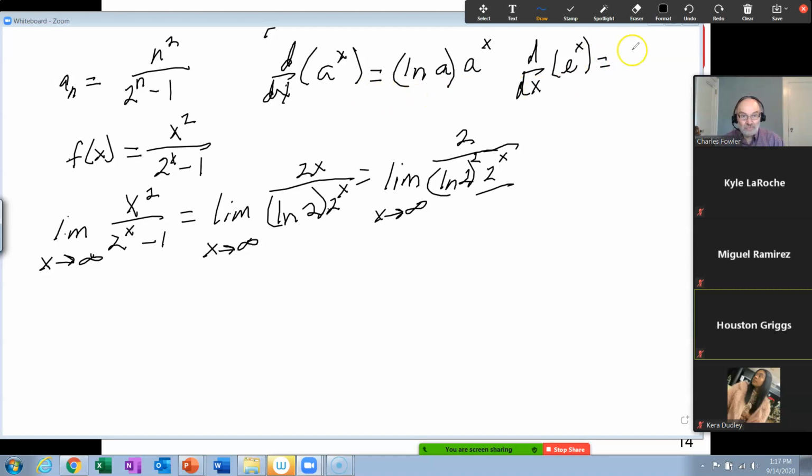Well, according to this rule, that would be log of e, the log of the base, times e to the x. But sure enough, log of e, because they're inverse functions of each other, is just 1, so we get e to the x. So yeah, we knew that. The derivative of e to the x is itself, e to the x. As long as it's the derivative of a to the x, it's a to the x, but the coefficient is the natural log of your base.